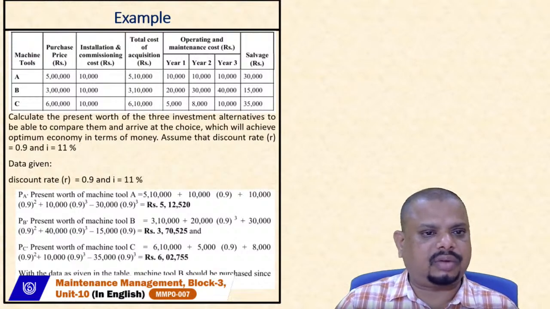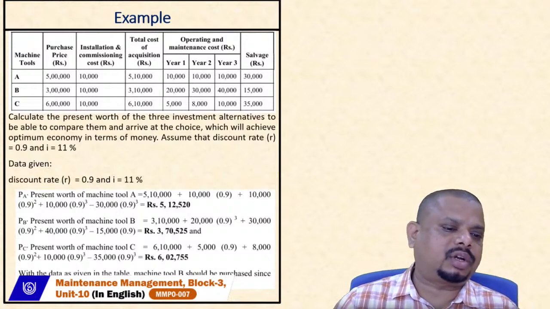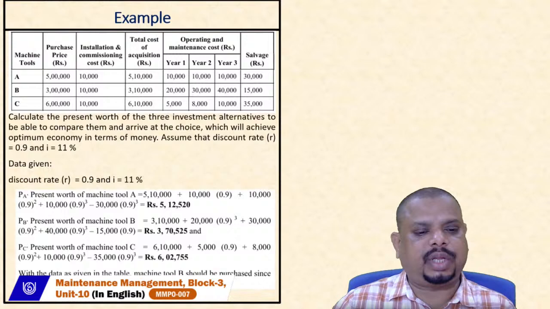So let's calculate the present worth of machine tool A. It equals the total cost plus the first year cost into the discount rate, then 10,000 into 0.9 squared, then 10,000 into 0.9 cubed, and the last one is 30,000 into 0.9 cubed, and that equals 5,12,520 rupees.